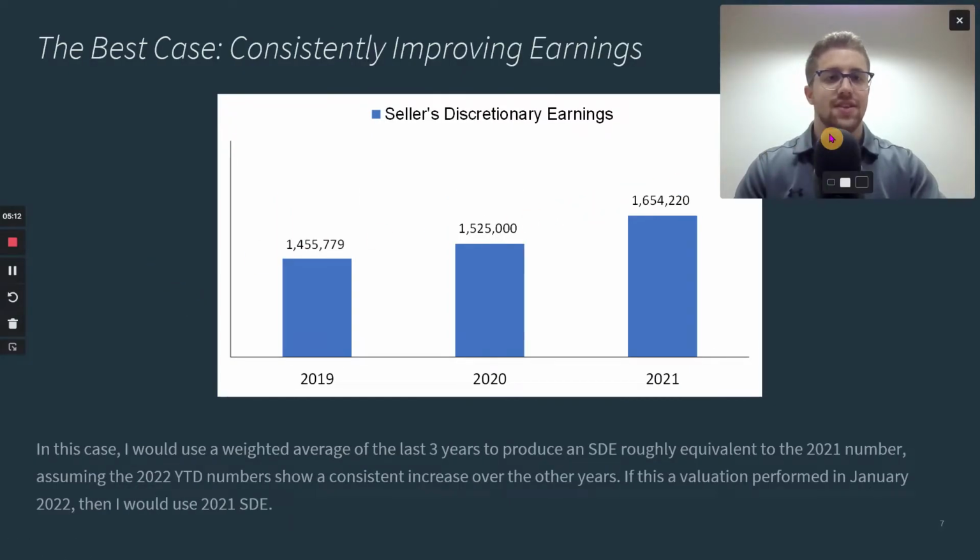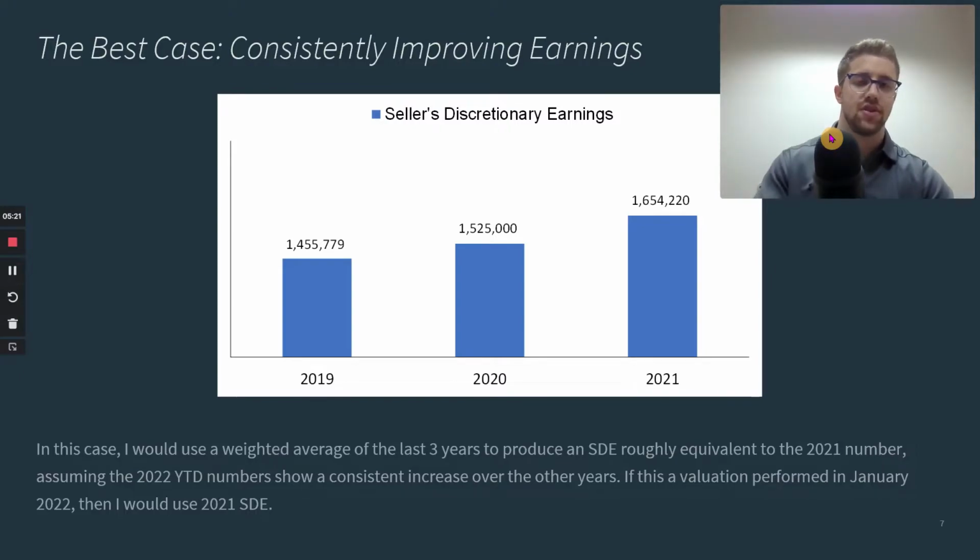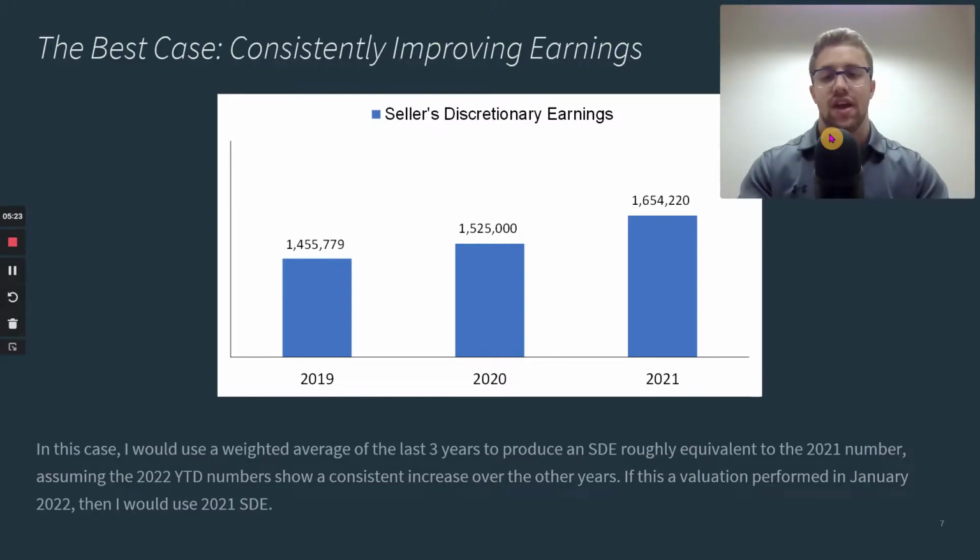The next case is the best case, constantly or consistently improving earnings. As a broker, this is what we like to see. As a business owner, this is what you like to see, what buyers like to see, and that's the years improving at a reasonable rate. So what I would do is typically take a weighted average of the last 3 years here, with most of the weight being on 2021. If we have good partial year numbers, so numbers between, I would say anything later than June, then you're going to want to start to include a partial year and give it some significant weight, because the business is already proving that it continue that growth trajectory.